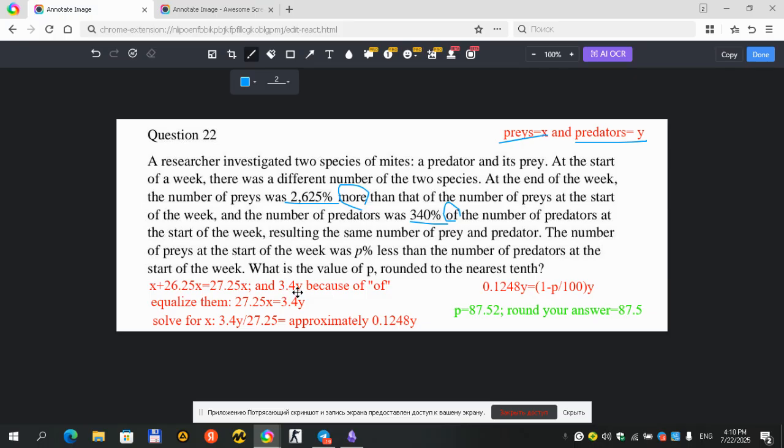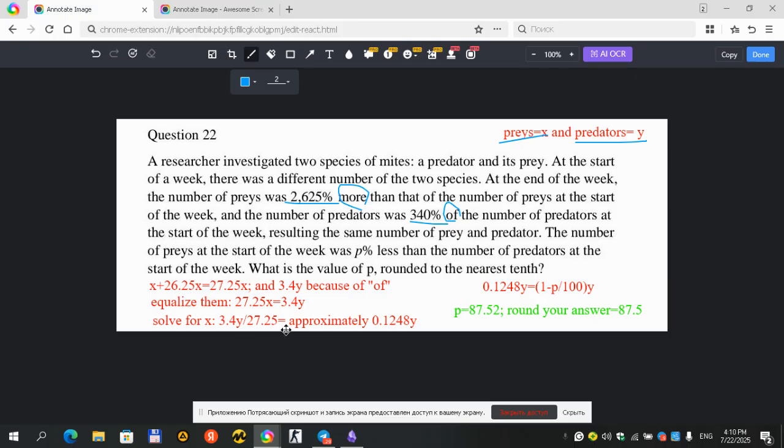And 3.4y means 3.4 times the predators, because it says "of" the number of predators at the start of the week. It's just simple as usual. We just multiply 3.4 by y, and it says at the end of the week their numbers are equal. So we just have to equalize them like this, and find x, solve for x.